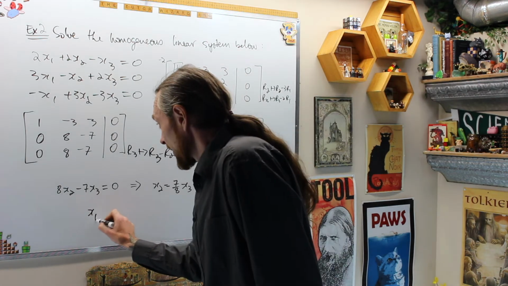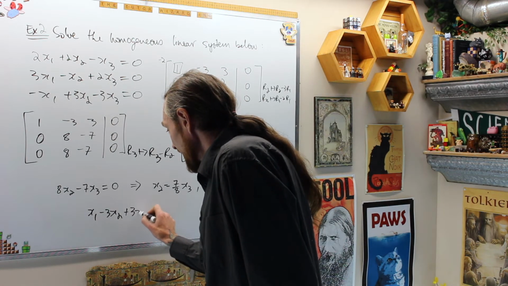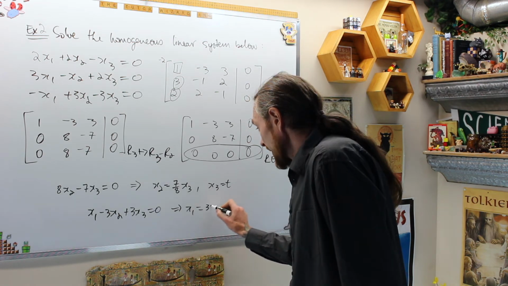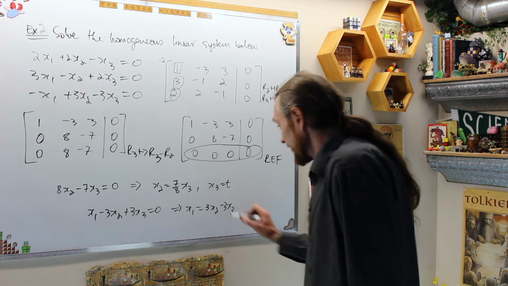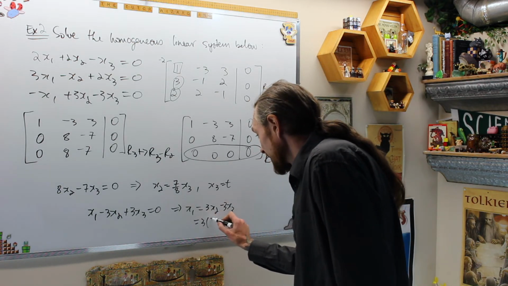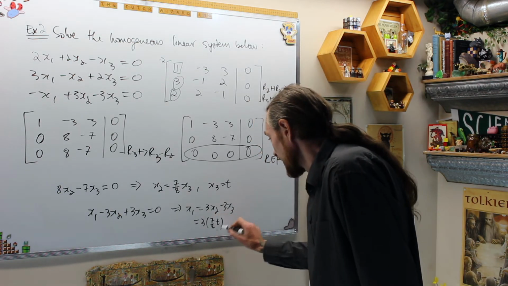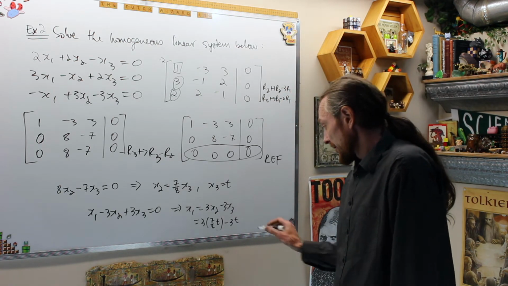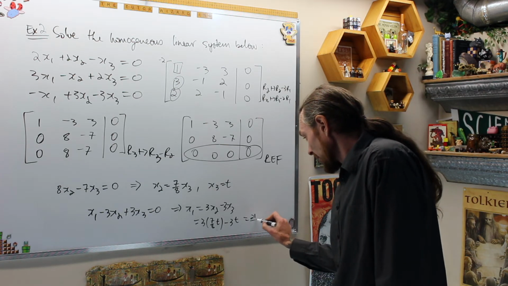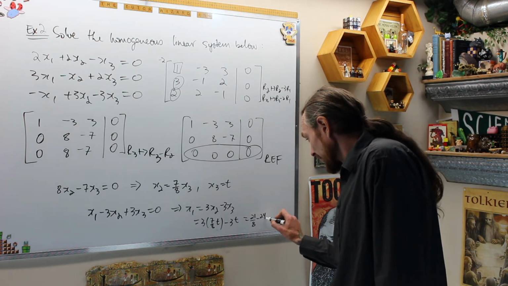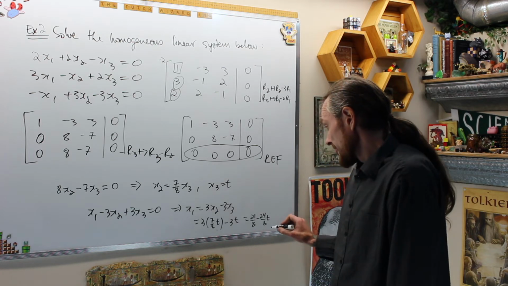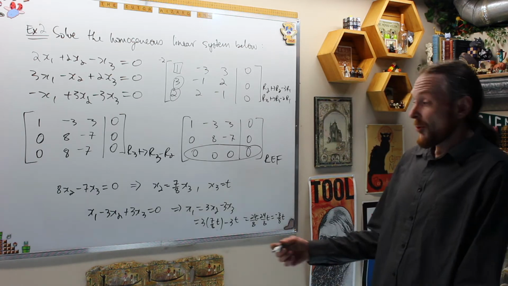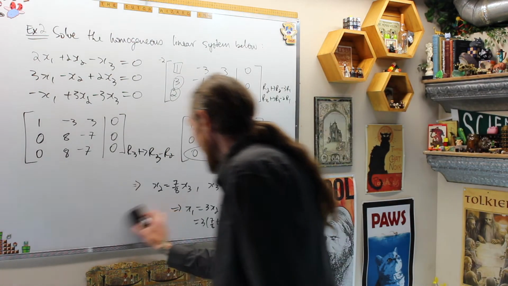Therefore, x1 minus 3x2 plus 3x3 equals 0, or x1 is equal to 3x2 minus 3x3, which is equal to 3 times 7/8 t minus 3 times t, which gives me 21/8 minus 24/8 t. That should be t as well, which gives me -3/8 t. Therefore, putting that together, what am I going to get after I use the back substitution for this?